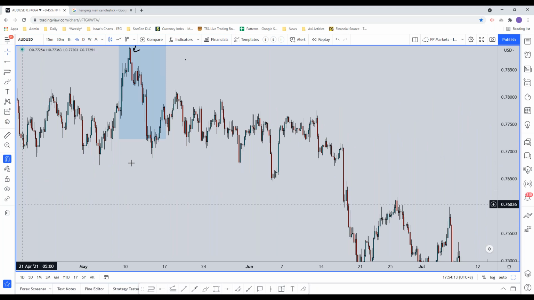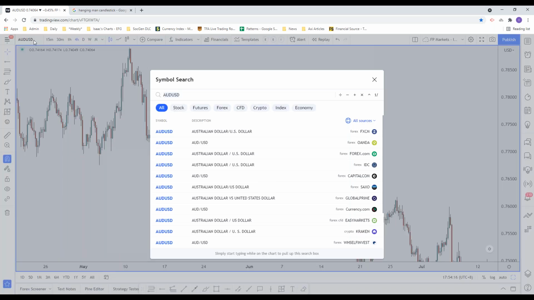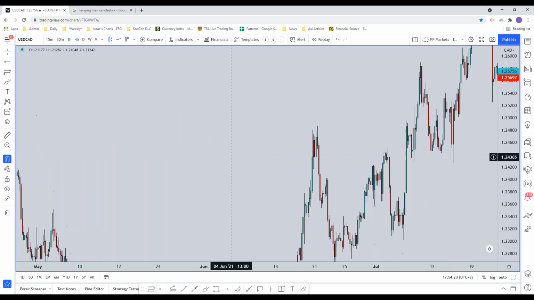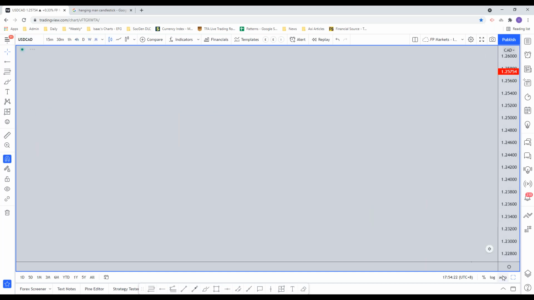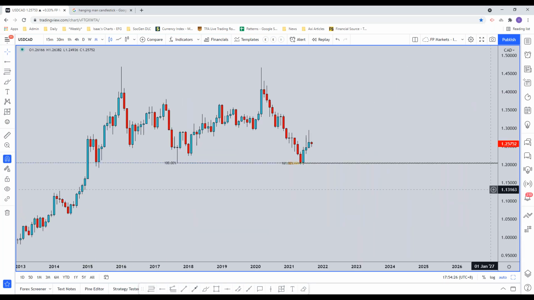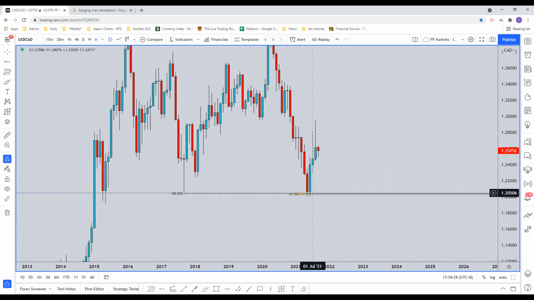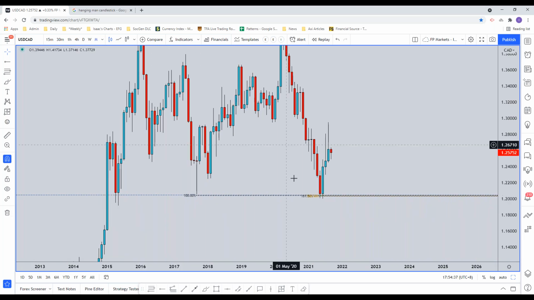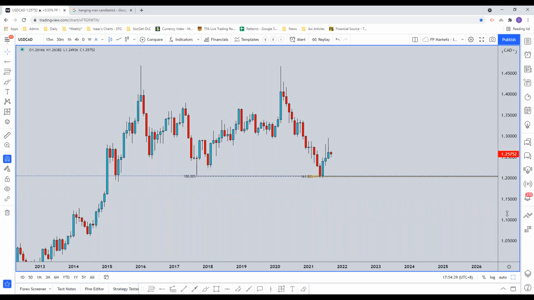Okay, so let's move on to another pair. Let's look at dollar CAD. So over here, dollar CAD on the monthly, right? We actually see a very strong downtrend, and then there's a bullish engulfing. All right, but if you actually draw a box around this level, there's a very nice reaction there. Why? Because this is actually 100% extension.